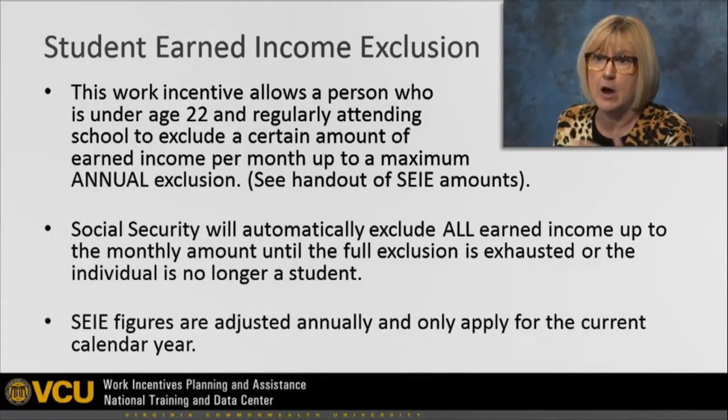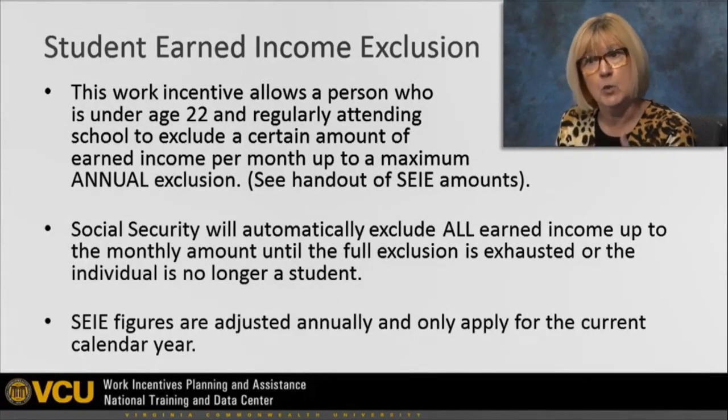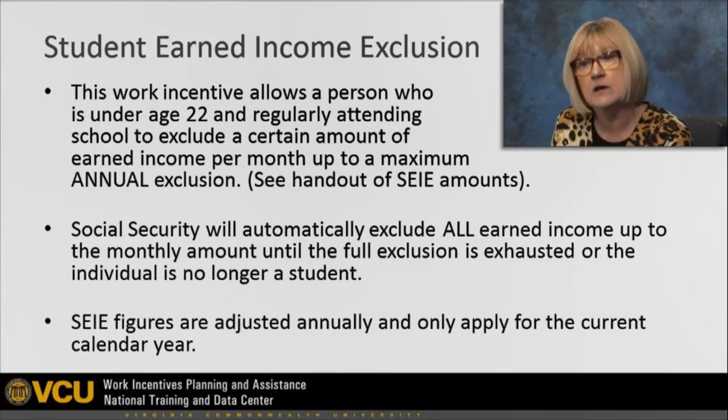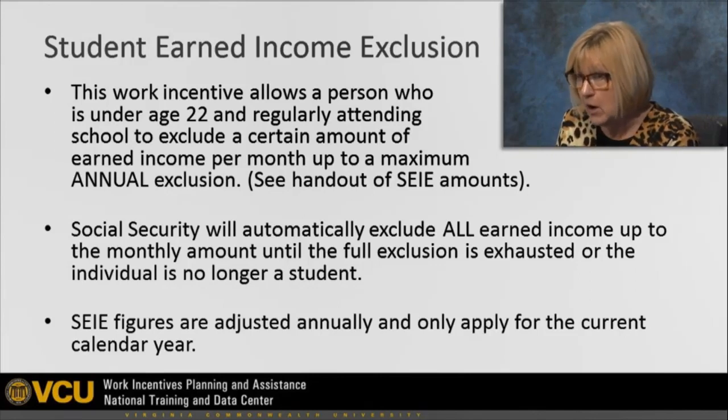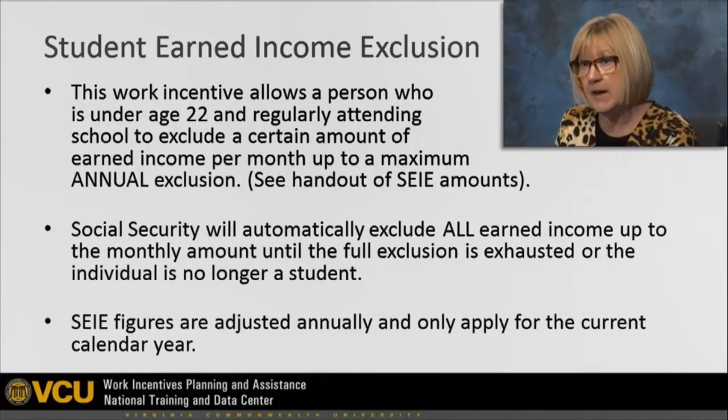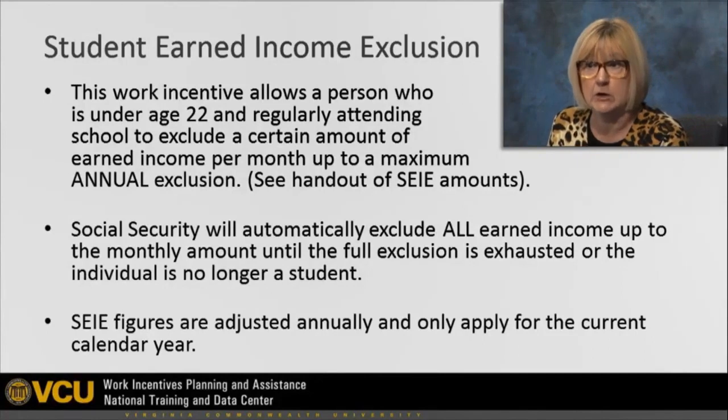Be sure you print that out because you will see what an incredibly powerful work incentive the student earned income exclusion is. Now, Social Security, when you are a student and you're under the age of 22, and Social Security is aware of that, when you report your wages to them, they will automatically exclude all of your earned income up to the monthly amount that's allowed in that year until you have exhausted the entire annual amount.